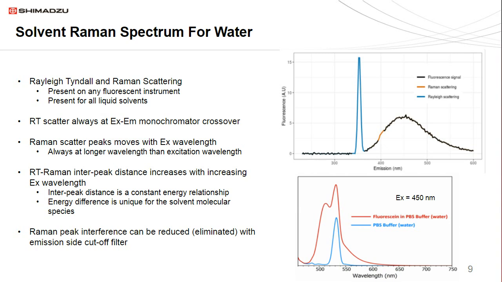The other thing, both the Rayleigh-Tyndall and the Raman scatter are almost Gaussian in their makeup. They are very symmetrical. Most fluorescence emissions tend to tail into the red. So you can almost identify the Rayleigh-Tyndall and the Raman based on the symmetry of the peak. Now, one of the ways in which you can eliminate a Raman scatter interference is by the use of an emission side cutoff filter that blocks the scattered light.